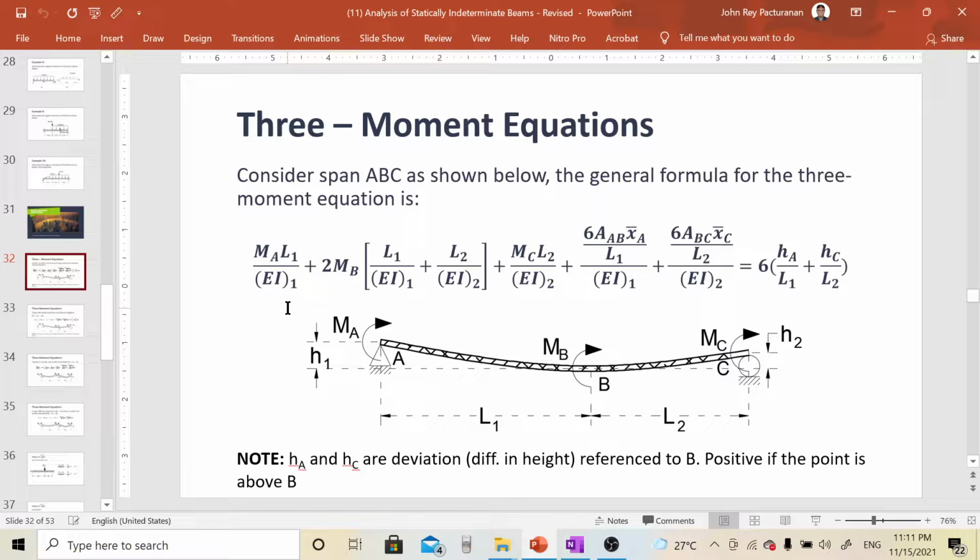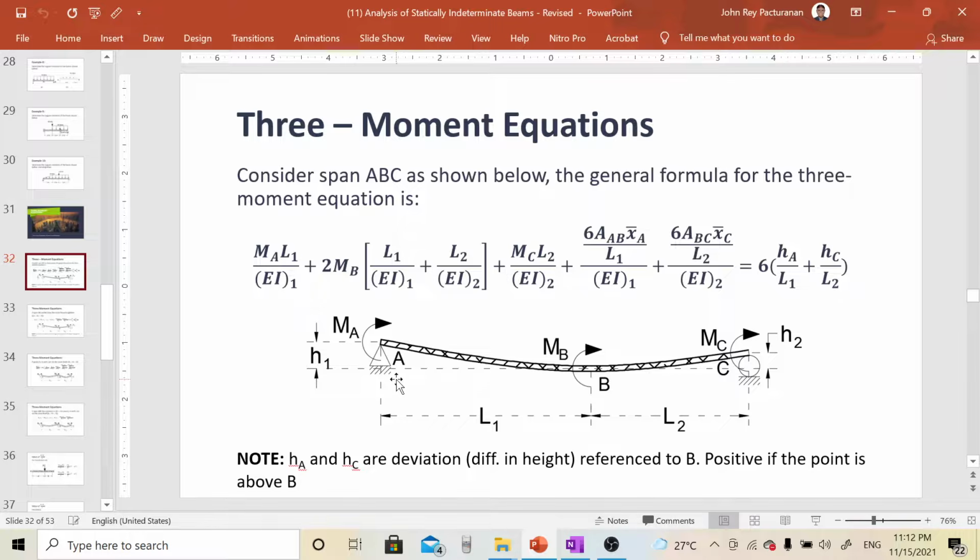So the three-moment equation is good for a span with three moments. So katulad nito, moment at A, moment at B, and moment at C. So there will be a discussion of the sign convention, but the discussion of that is siguro later on na lang once we present the solution. But anyway, may mga values itong M_A, M_B, and M_C. Tapos, yung span from A to B, we call this L1, and yung span from B to C is L2. Yung vertical deviation ni A and B, tatawagin natin yan ang H1, and the vertical deviation from B to C is H2.